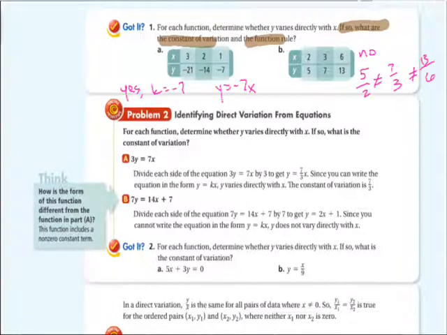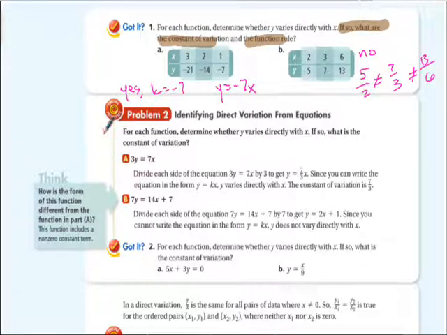Pause the video. Okay, so you've unpaused. Hopefully you got the same things I got. A was a yes. The constant of variation is -7, and the function rule is y equals -7x. Here it's a no because these fractions don't equal each other. Easy enough. How to identify it from an equation?